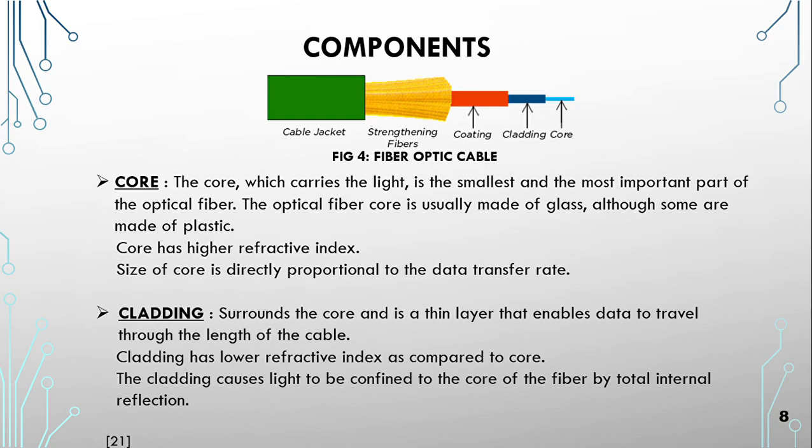Then we can look into the components of an optical fiber cable, a brief explanation. Mainly there are two components, core and cladding. Coming to the core, core has higher refractive index, and core carries the light and it is the smallest part of the cable, whereas cladding has relatively lower refractive index as compared to the core. It surrounds the core and it is a thin layer that enables data to travel through the length of the cable.